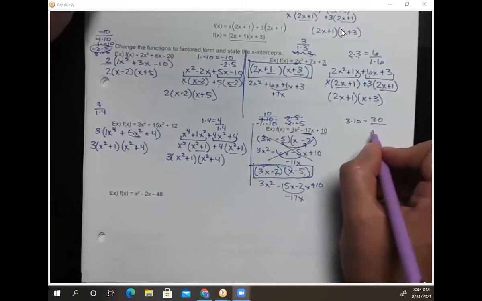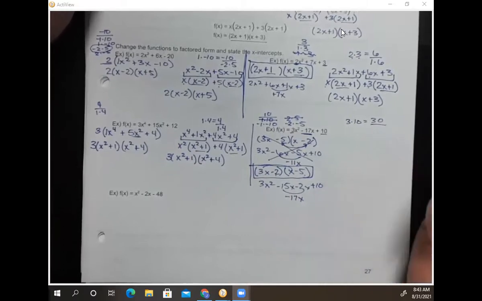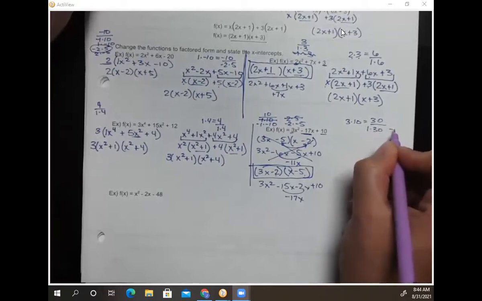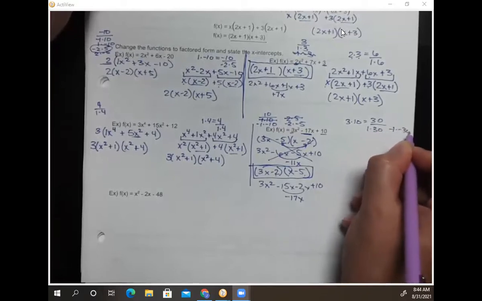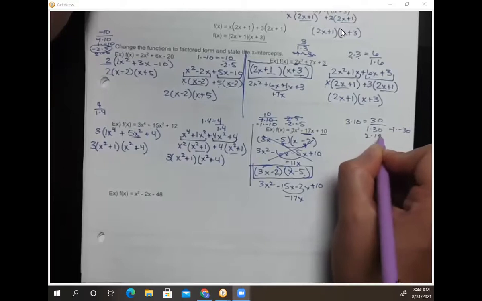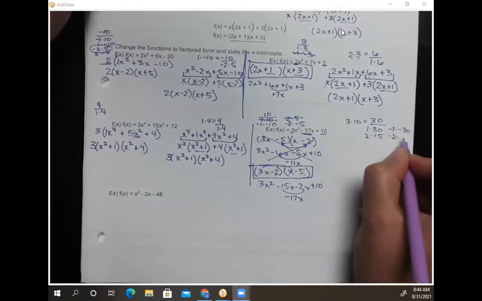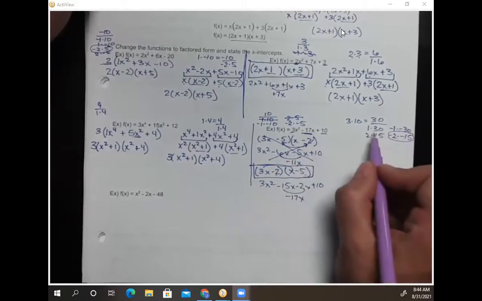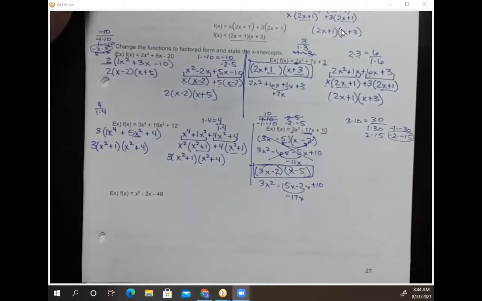If those factors don't jump out at you, make a list. And I always suggest you start with 1. So 1 times 30, or -1 times -30, 2 times 15, or -2 times -15. And those are the ones that I want, that would add to -17. If I need to make a list, I always go in order. That way I don't accidentally skip the factor that I'm going to need. So I'm going to need -2 and -15.